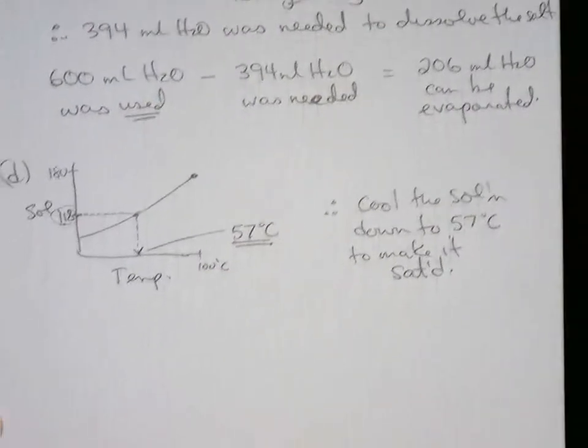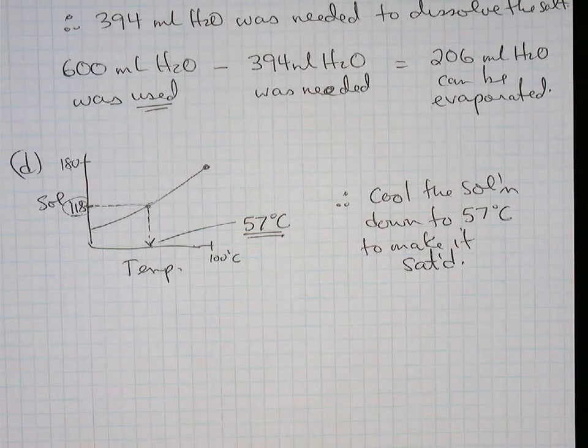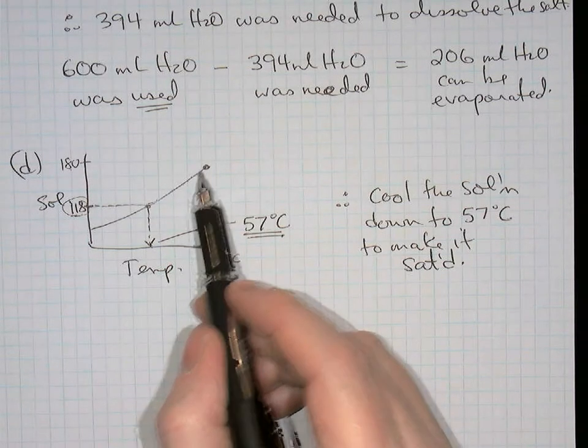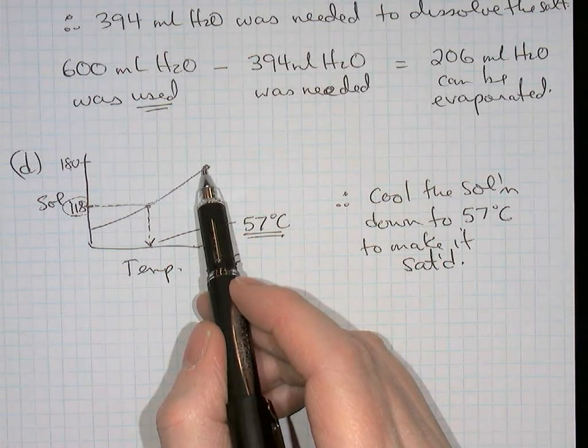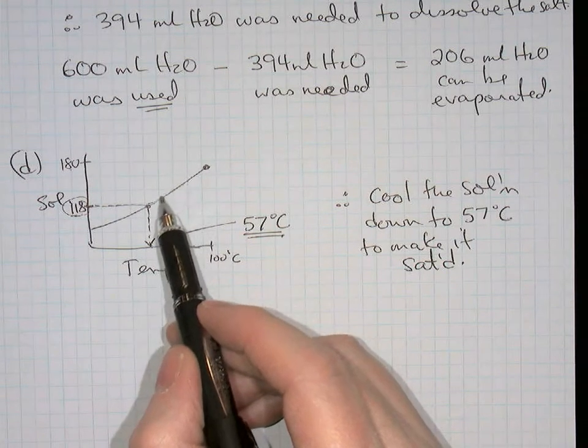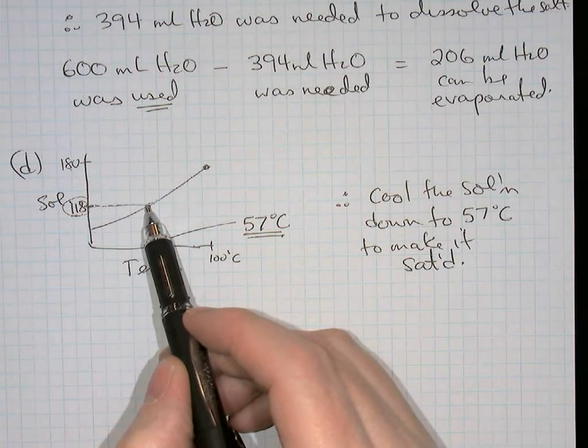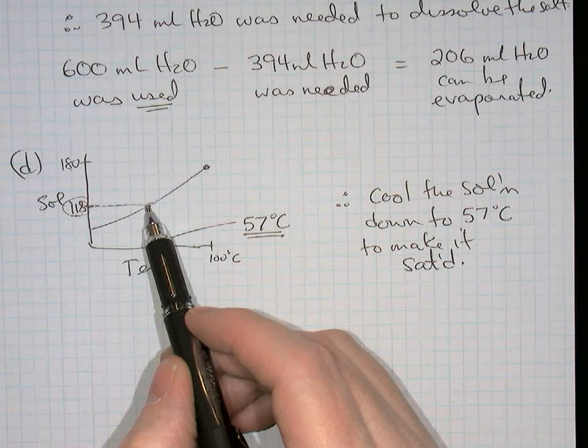For part D, the approach is to change the temperature, to cool it down, and the solubility drops down to 118 at 57 degrees Celsius. So if you were cooling your original solution, you would have seen nothing happening as you cool it down to that point. It would have looked like nothing was happening in the beaker or in the flask.